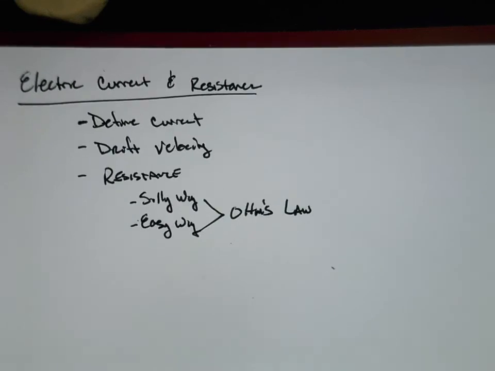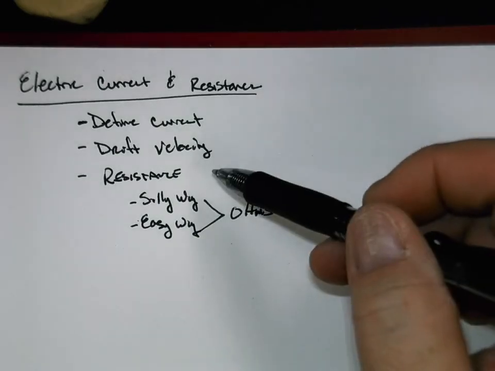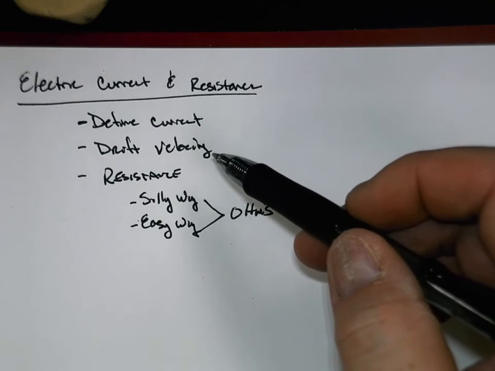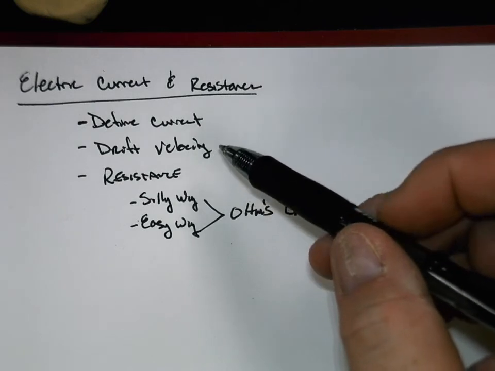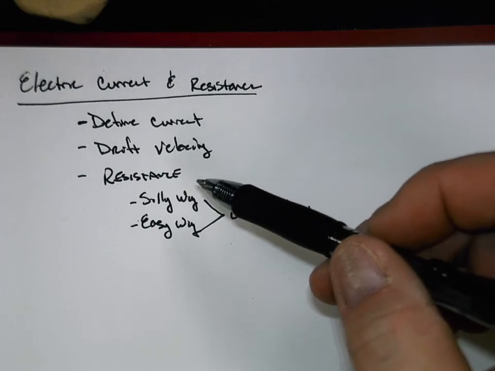All right, we are starting Unit 9 with electric current and resistance. So we're going to define what exactly current is. We're going to define what's called drift velocity, which winds up being the actual speed that the electrons move through a wire, and you'll be very surprised at how slow it actually is.